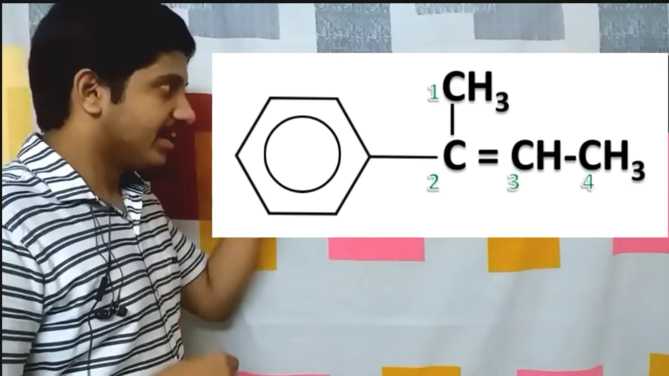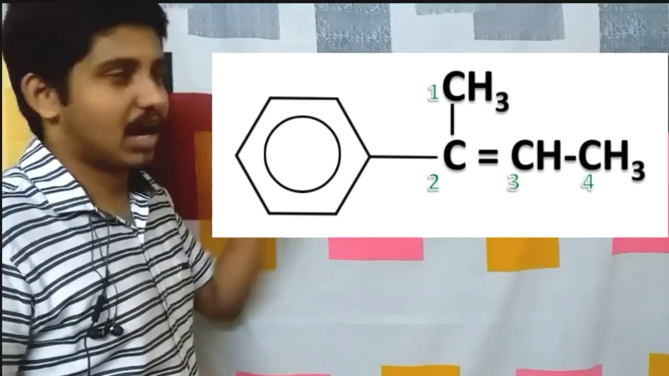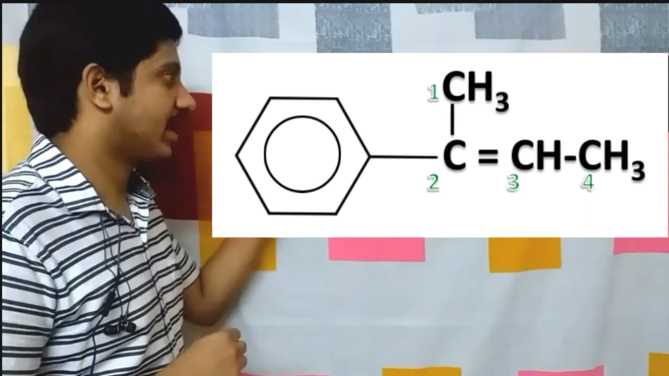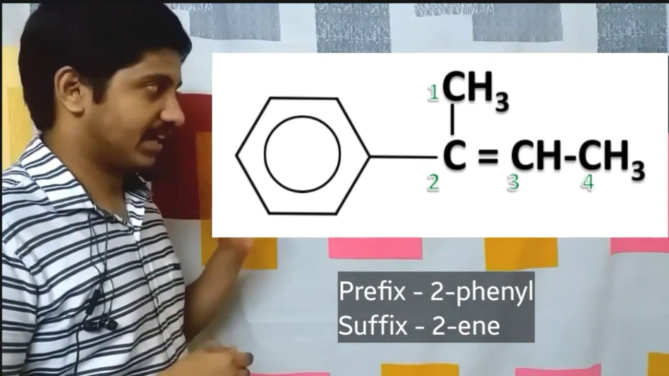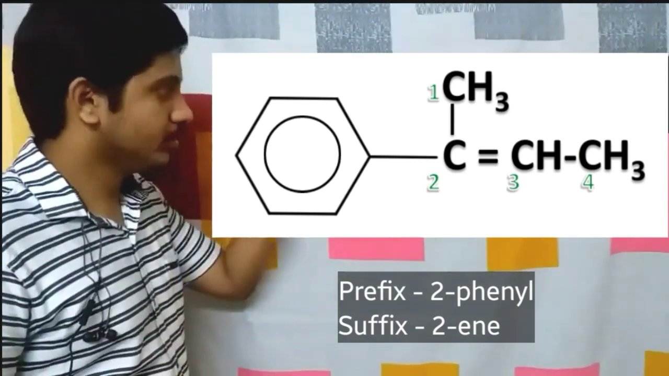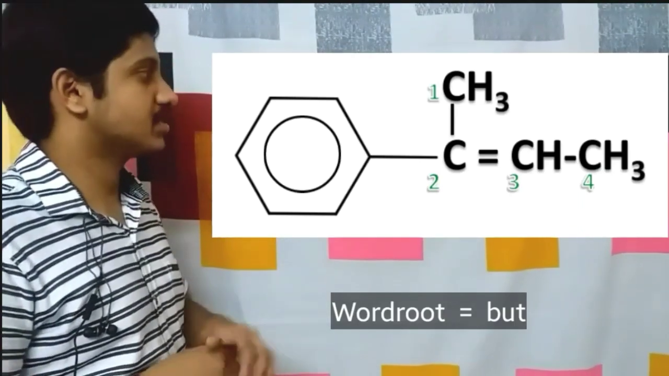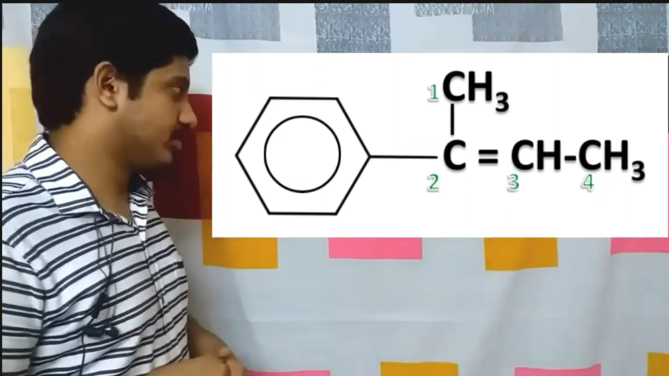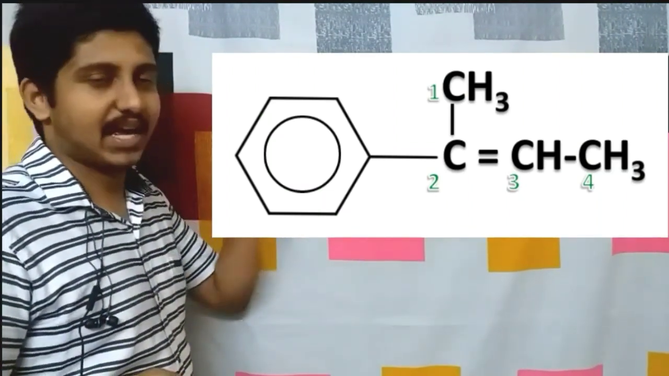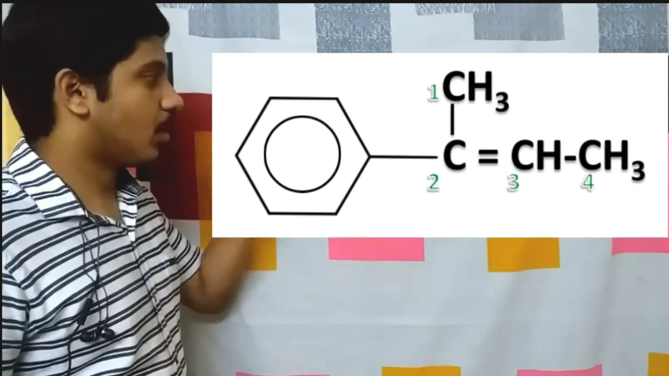Now a tip here, that is, even though you can choose anything as a parent compound, you have to be very careful while numbering the carbon atom to which the benzene ring is attached. For example, here we have a benzene ring and a 4 carbon long aliphatic chain with a double bond. So you can name in any manner. That is, with phenyl as a substituent, you can name it as 2-phenyl, and we have double bond at second position, so 2-ene. So how we will name? The word root is but, and hence 2-phenyl but-2-ene. Another way to name it is with aliphatic chain as the side chain to benzene. So how we will name?